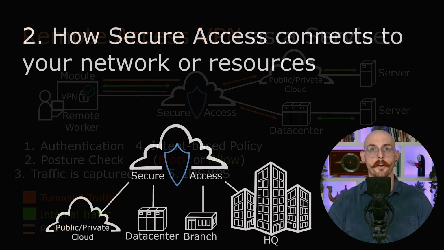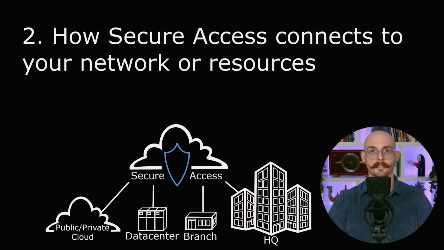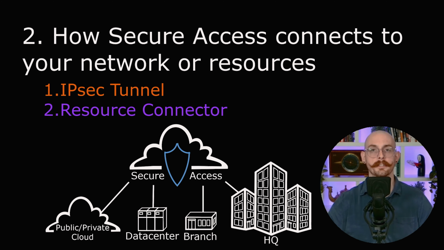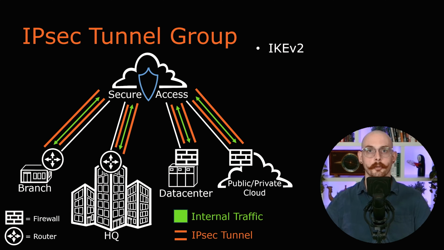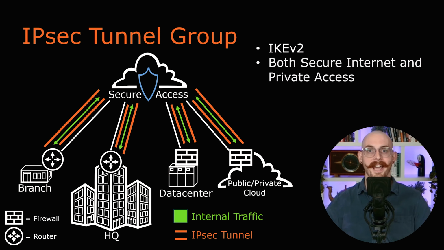Alright, now that we've talked about how users can connect to Secure Access, let's talk about how Secure Access can connect back to your private resources. As of today, Secure Access can leverage either IPsec tunnel groups or resource connectors to connect back to your network. Secure Access leverages IKEv2 for IPsec tunnel groups that can be used to tunnel all traffic bidirectionally from your network. These same tunnels can be used for securing internet and private access using Secure Access.